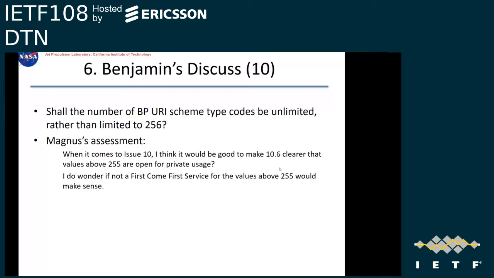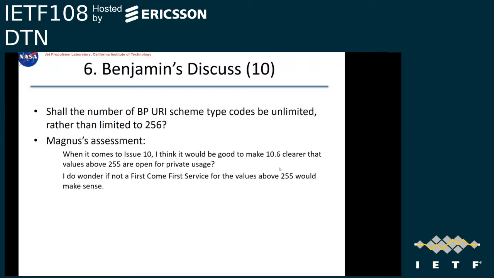This should be easy. Right now the spec says that there are up to 256 scheme types for which we have codes for BP. Is there any reason to limit that? I think the answer is there's no real good reason to limit it, and we can just say that everything above 255 is open for private usage as Magnus proposes.